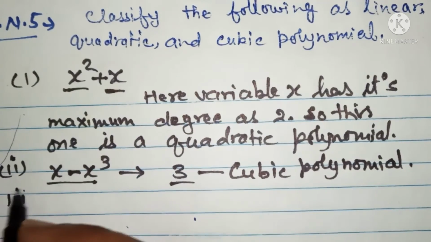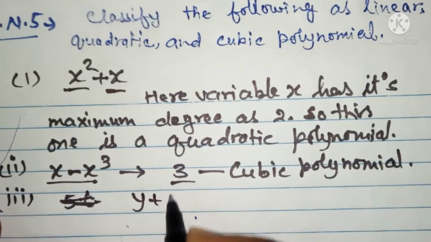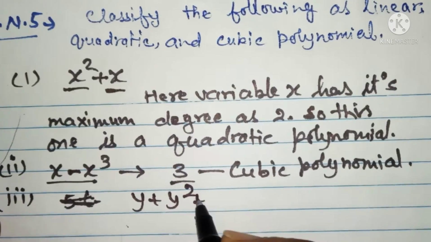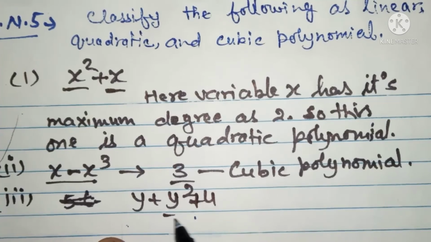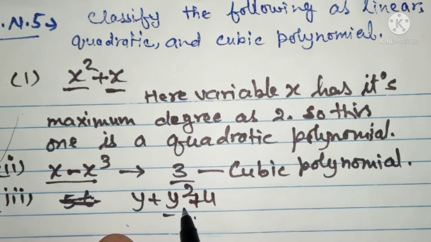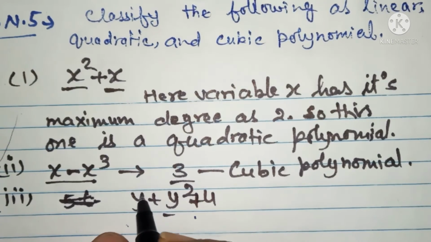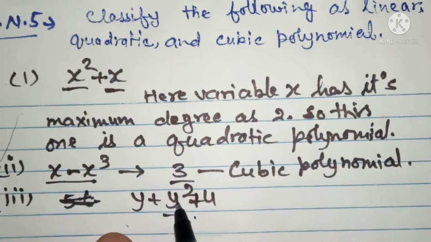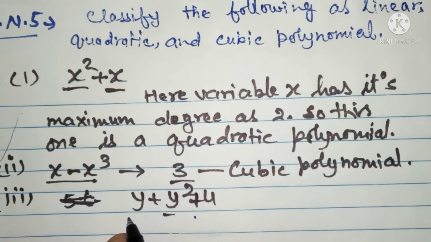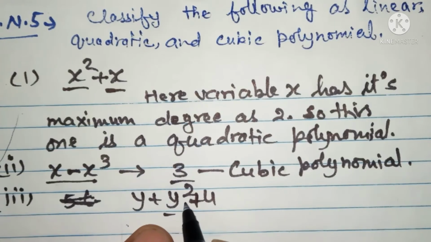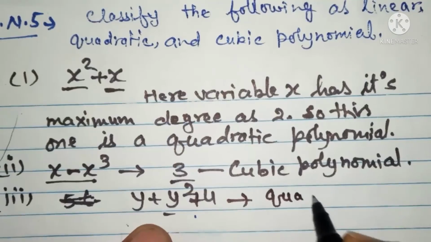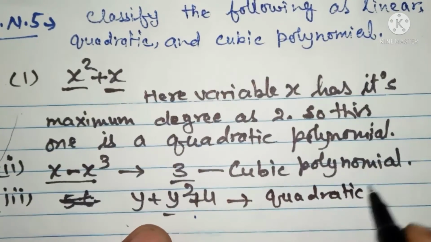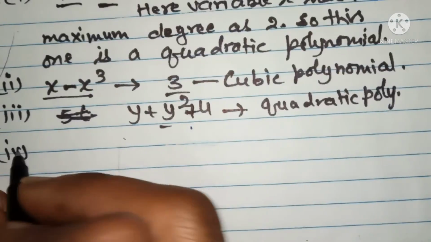In the third part, y plus y to the power 2 plus 4. Here the variable is y, and we see that here the power of y is 1 and in this term it is 2 and the maximum power is 2. So this will be a quadratic polynomial.